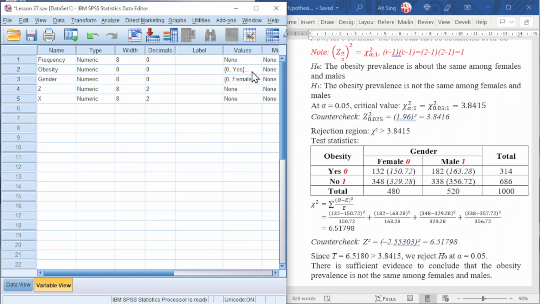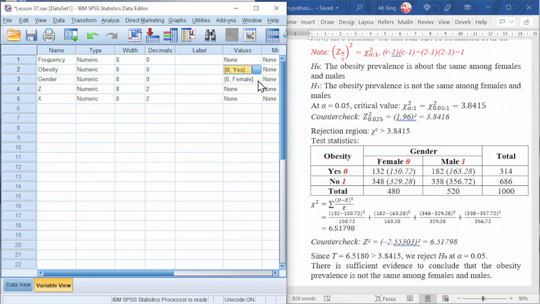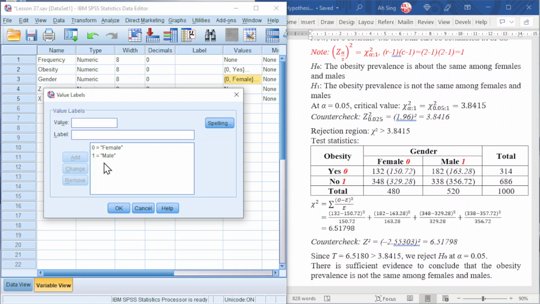According to the obesity, we have 2 groups. One is yes and one is no. Simply let 0 be yes, 1 be no. And so for the gender, 0 for female and 1 for male.